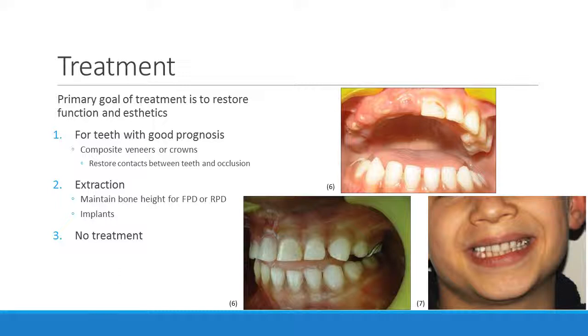The last treatment option is to elect for no treatment. If the prognosis of the teeth are good and the patient does not mind the associated loss of function and aesthetics, they have the option to defer treatment.